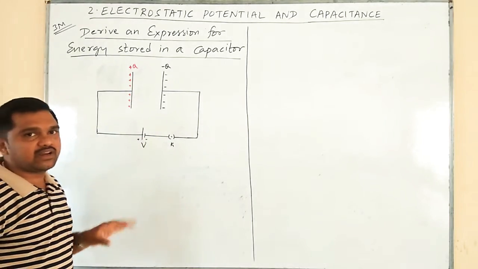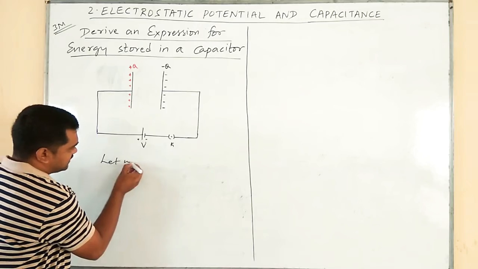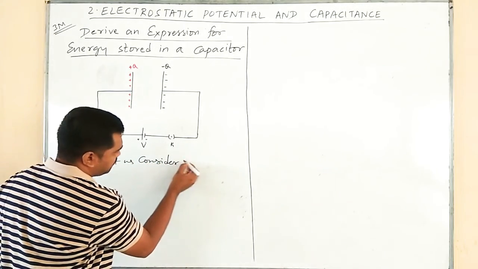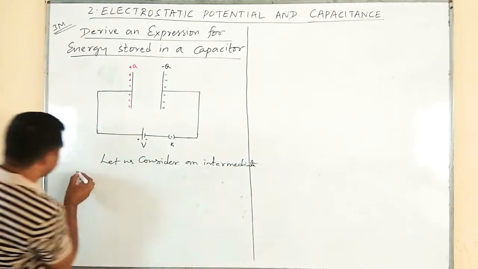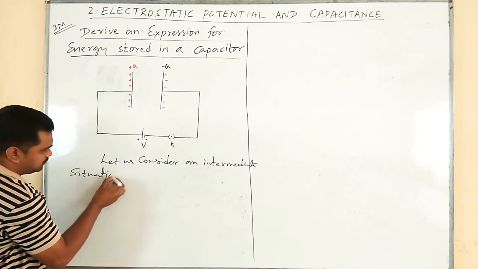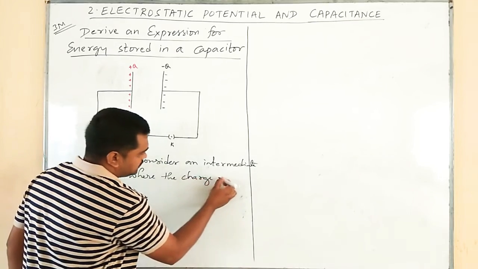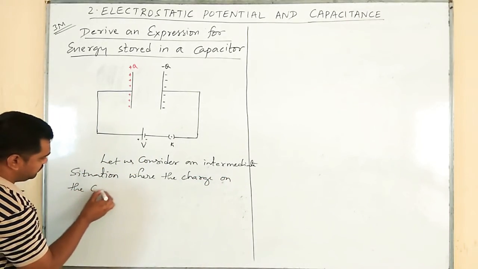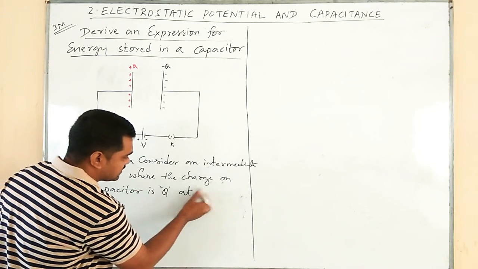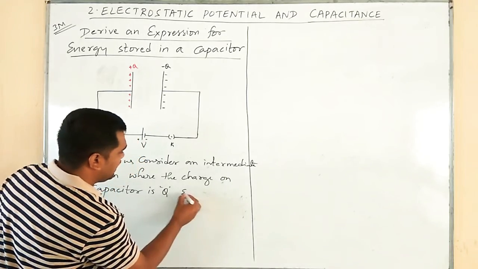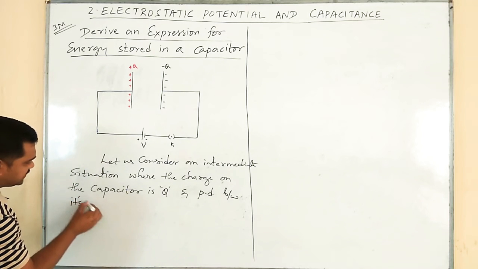Now let us consider an intermediate situation or condition where the charge stored on the capacitor is Q, and the potential difference between its plates is V, for example.